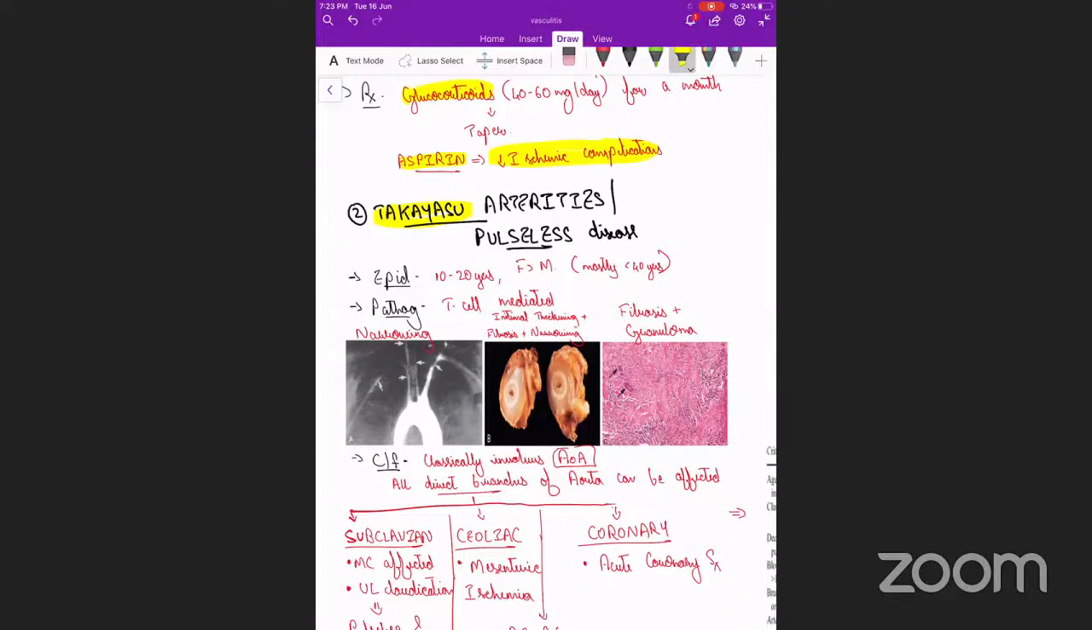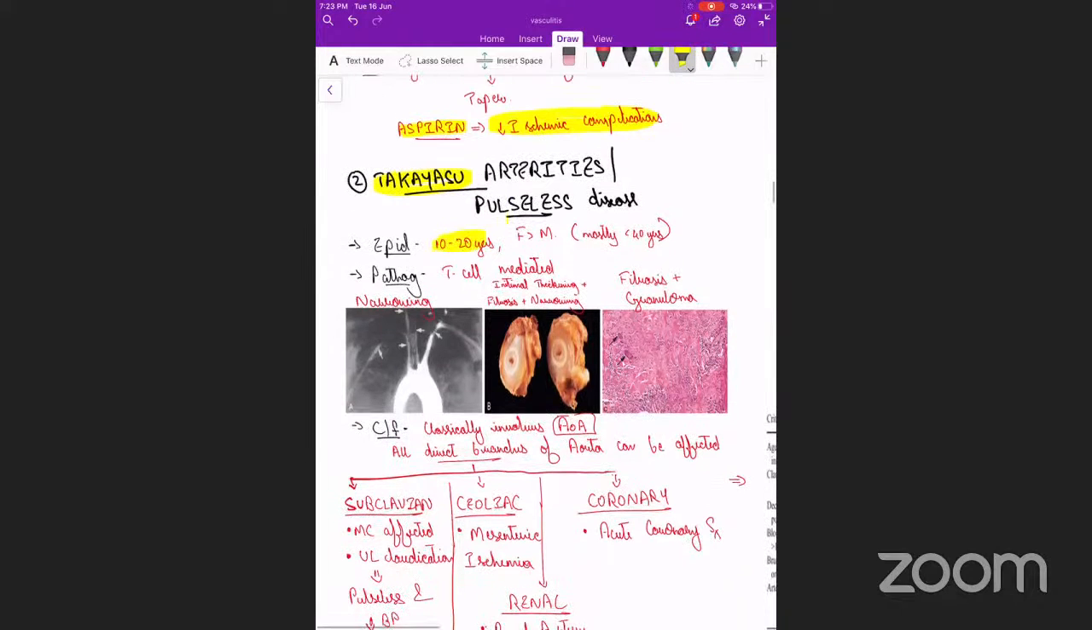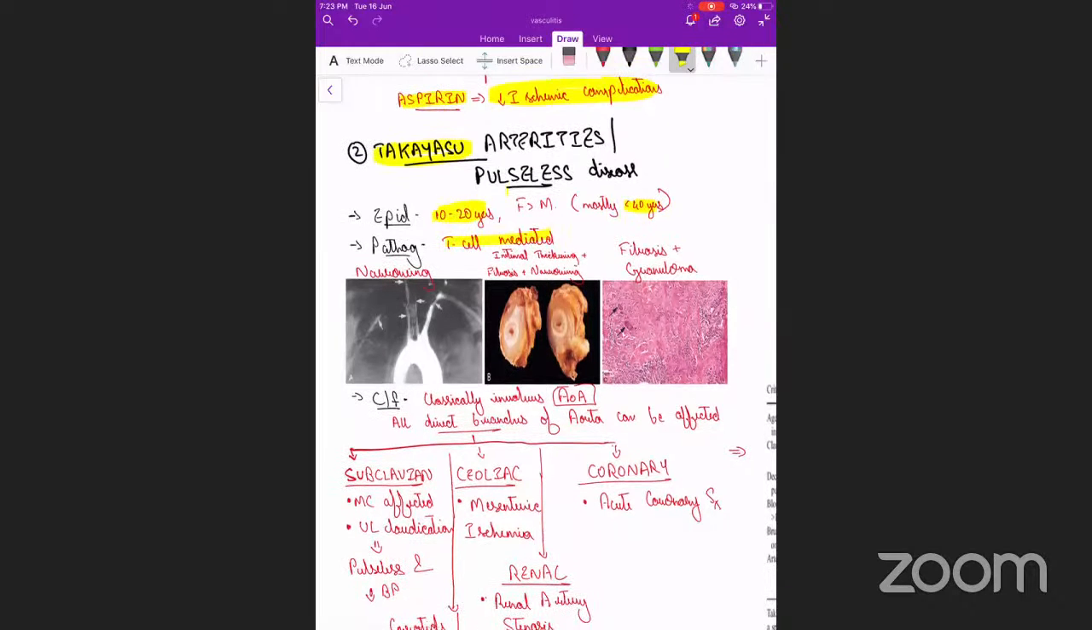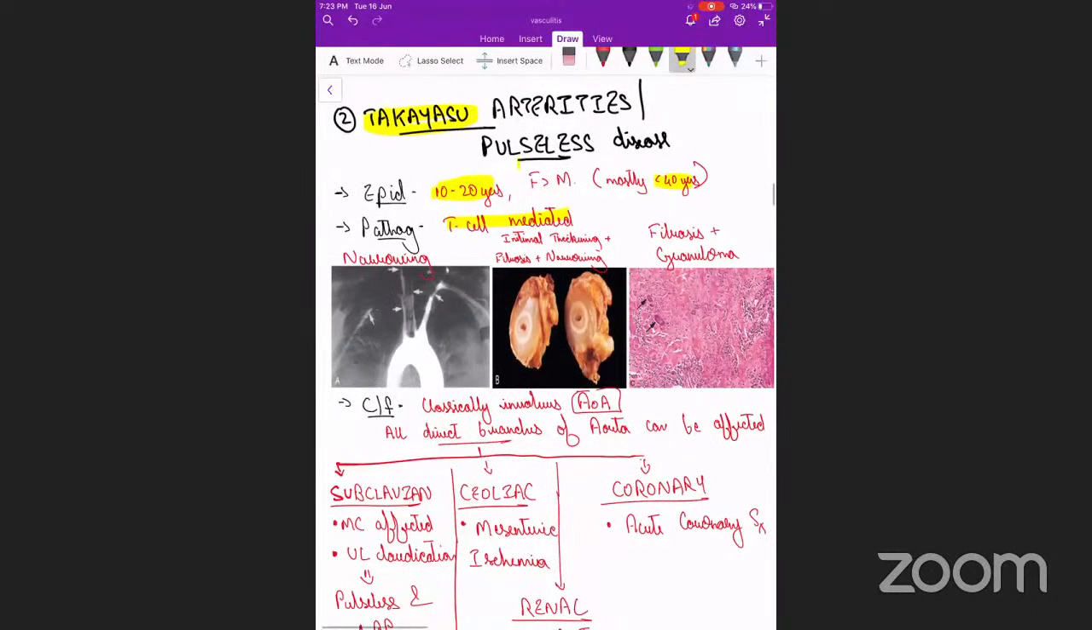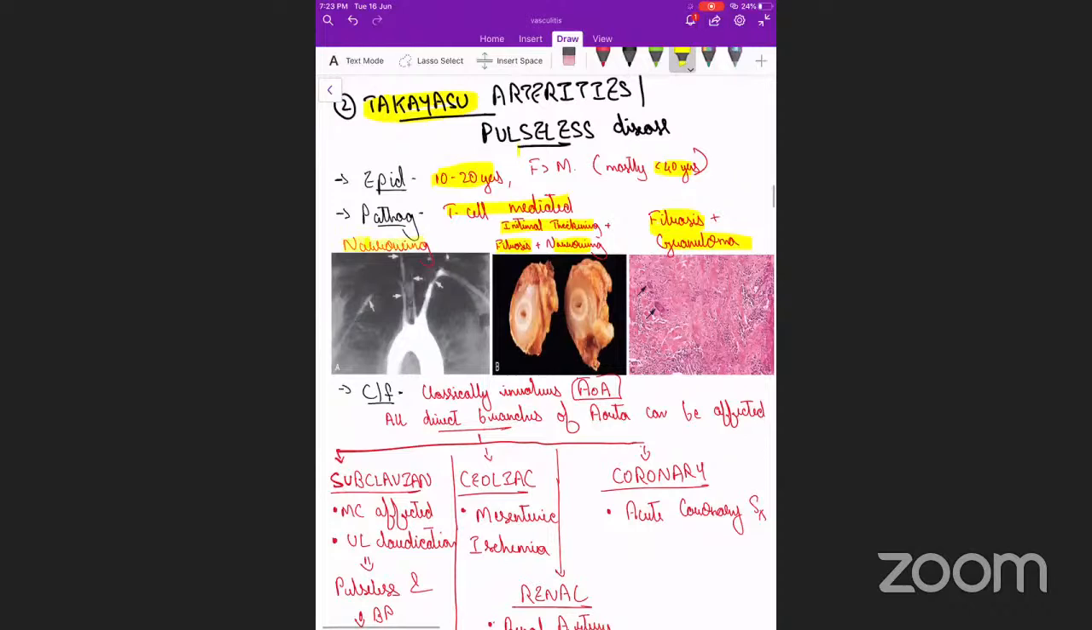But the only difference is that it usually occurs in a younger population, less than 40 years. Pathogenesis is the same, T-cell mediated. What will that lead to? Again, same as our previous condition: intimal thickening, fibrosis, and narrowing, as we see over here. Fibrosis and granuloma formation was the basic pathogenesis we saw. On doing arteriography of the arch of aorta, you will find multiple narrowings, as we see at the arrow mark.